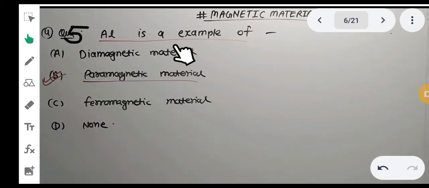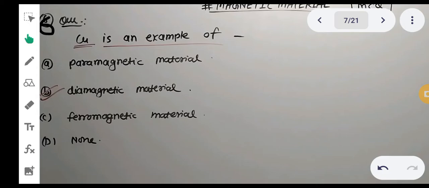Question 5. Aluminium is an example of, so the answer is paramagnetic material. Okay. So copper is a diamagnetic material. Aluminium is a paramagnetic material. Iron is a ferromagnetic material. So there are some materials we need to know. Question 6. Copper is an example of, so as I said earlier, copper is an example of a diamagnetic material.